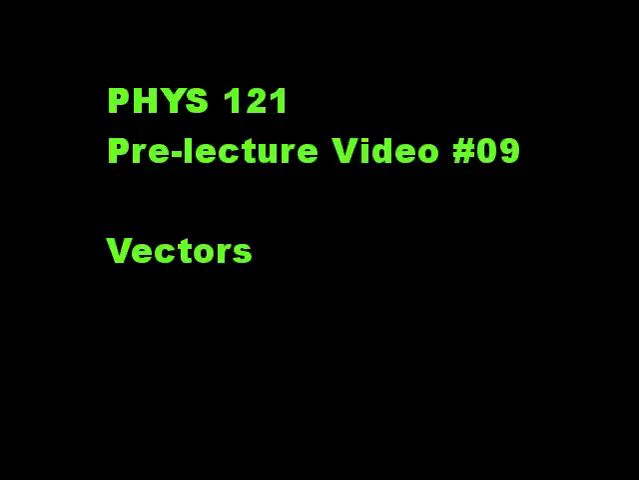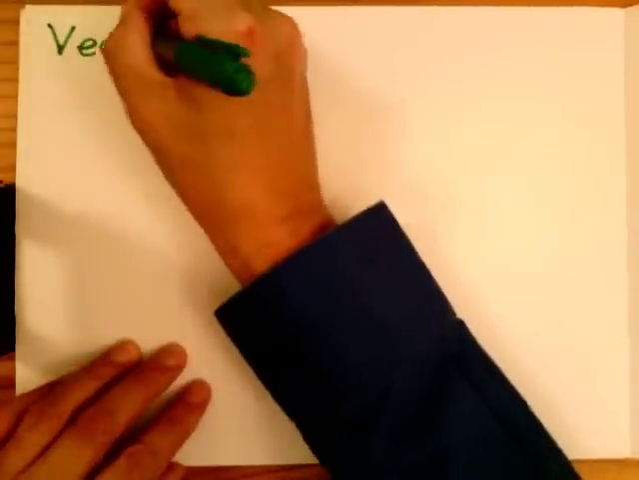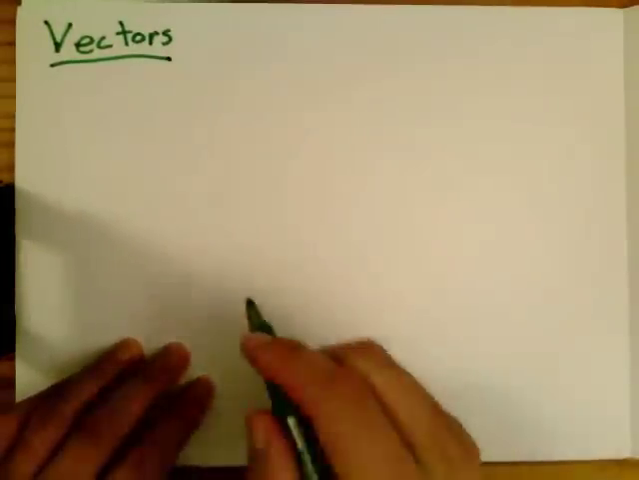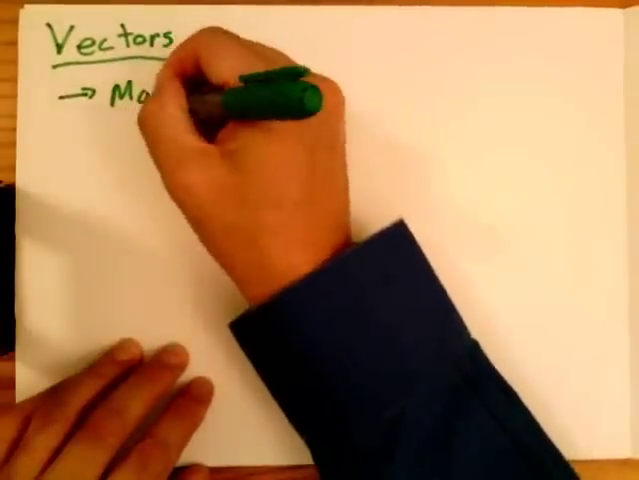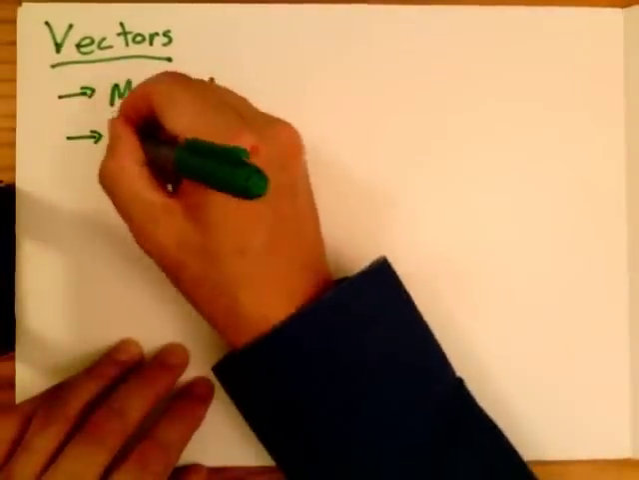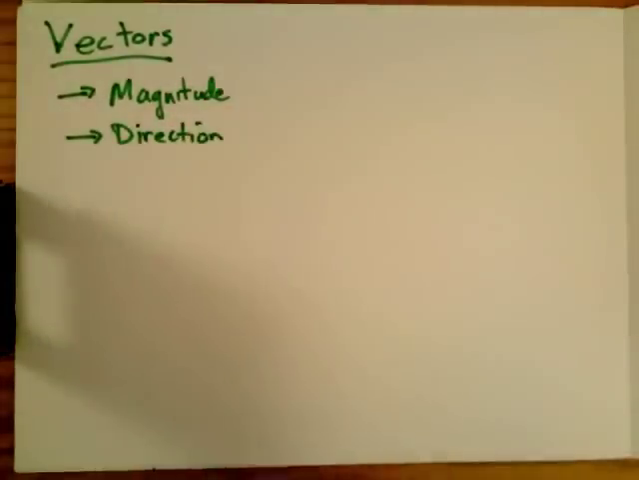Welcome to the Physics 121 pre-lecture video number 9 on vectors, the mathematics of vectors, components, and so forth. So what do we mean by a vector? It's important that we identify and distinguish vectors from other things. A vector has two quantities, a magnitude and a direction. If it doesn't have both a magnitude and a direction, it's not a vector.